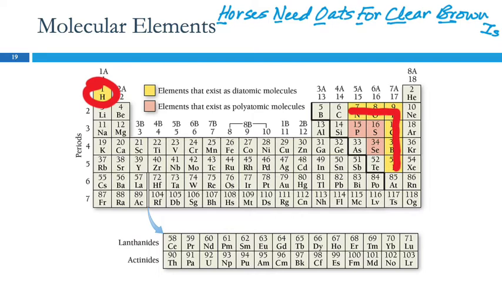So anytime we see one of these elements by itself in a chemical equation, the formula you write is with a 2, so H2 or F2. This does not apply if it's part of a compound.